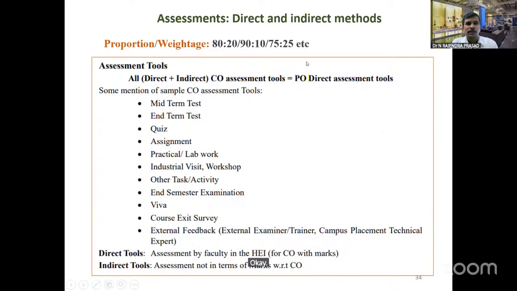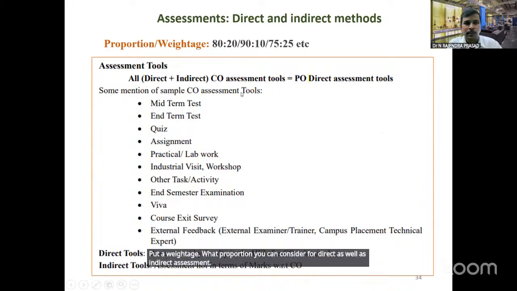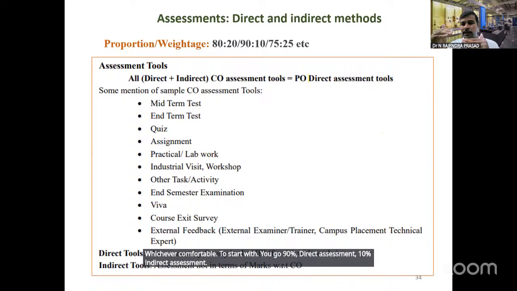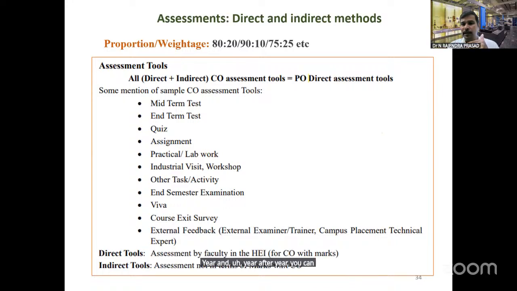This is regarding the direct and indirect assessment methods. Put a weightage. What proportion can you consider for direct as well as indirect assessment? You may fix it as per your guidelines. You can have your own guidelines in your higher education institution. Direct assessment may be 80% and indirect assessment may be 20%, or it may be 75 is to 25 or 90 is to 10, whichever is comfortable. To start with, you go 90% direct assessment, 10% indirect assessment. Year after year, you can increase that incrementally.